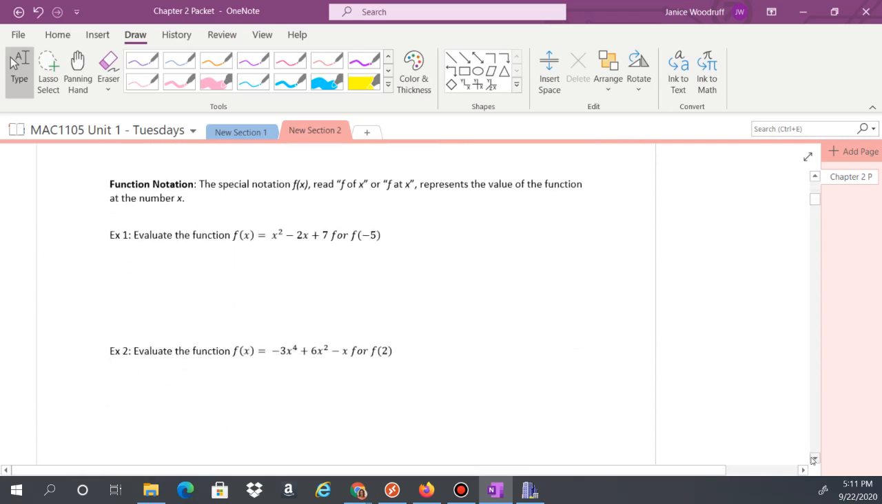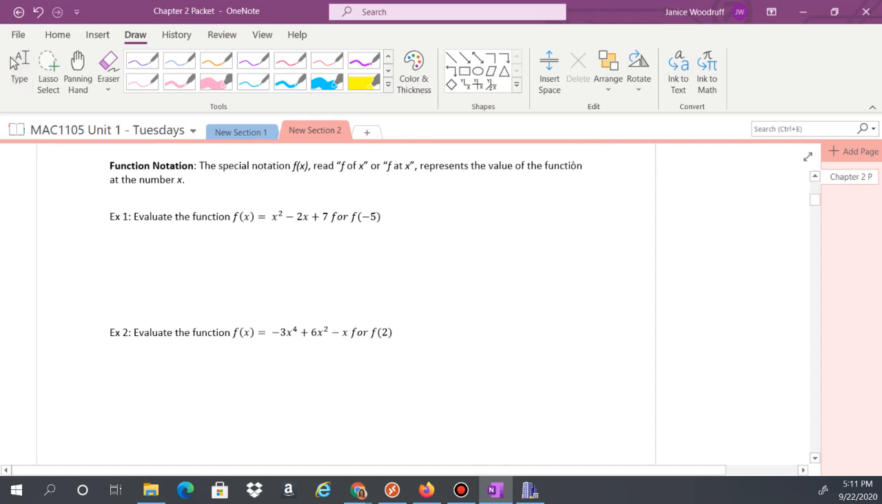All right, then we're going to look at function notation. So this is special notation for a function. It's going to be f parentheses x, which can be read as either f of x or f at x. So it represents the value of a function for a number x. For example, I have f of x equals x squared minus 2x plus 7.